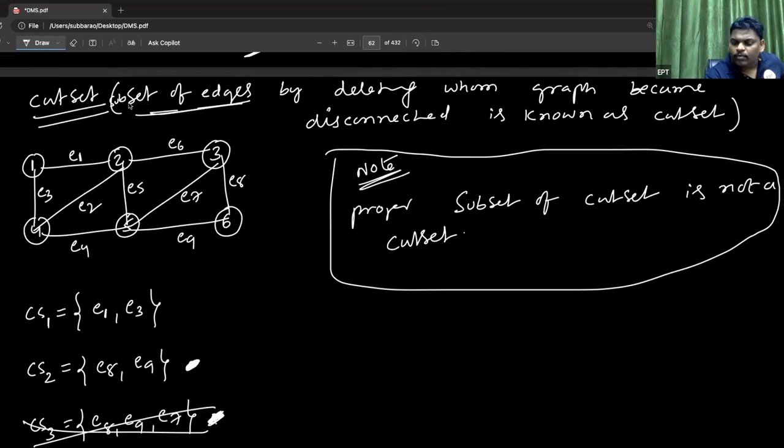Very simple: a subset of edges by deleting which the graph becomes disconnected is known as a cut set. Remember one more thing: a proper subset of a cut set is not a cut set. Suppose the subset is also a cut set and the superset is also a cut set, then the superset is not a cut set because some unnecessary part has been taken. Now I will give some more examples. You can identify which are cut sets and which are not. Let's see one more thing.